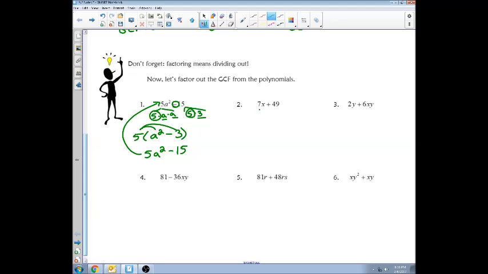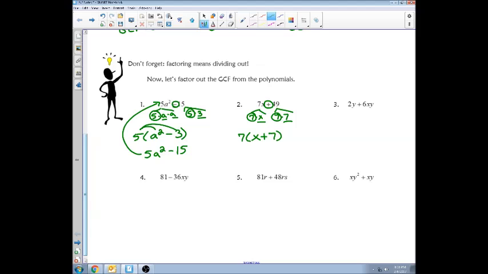Okay? On to number 2, let's make a factor tree of 7x. Well, 7 times x. Factor tree of 49 would be 7 times 7. So they only share one 7. So it'll be 7 times what's left from 7x is just x. Keep my sign, which was positive. What's left from 49 is just 7.